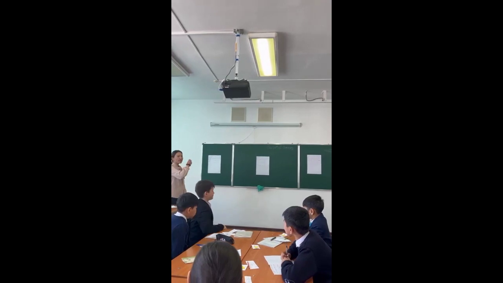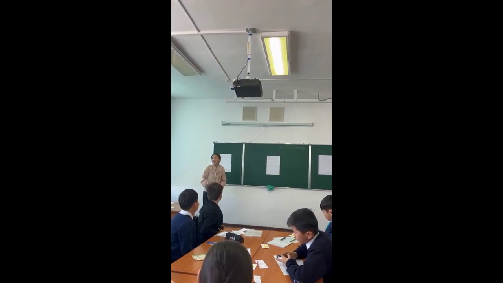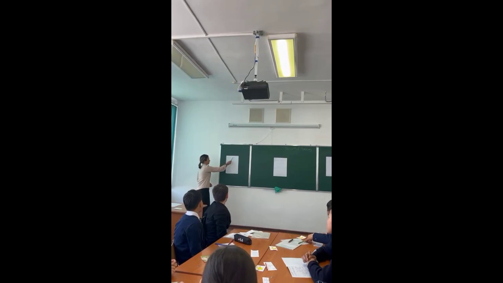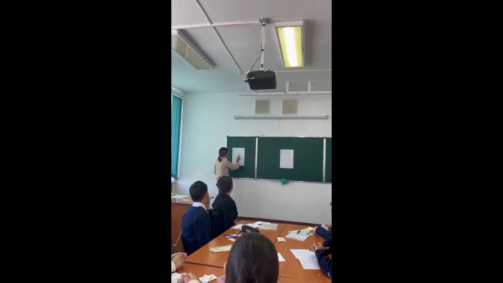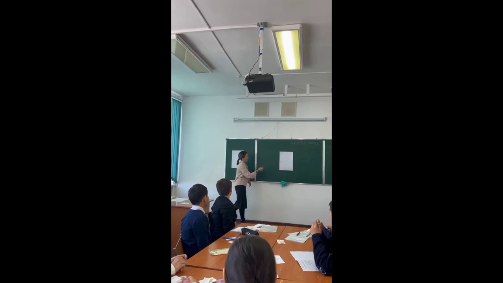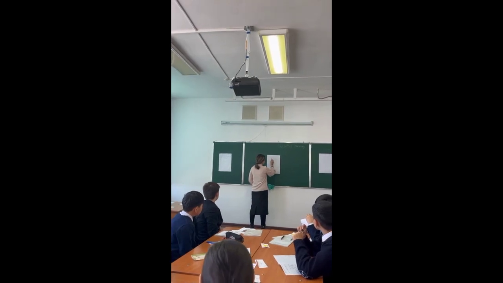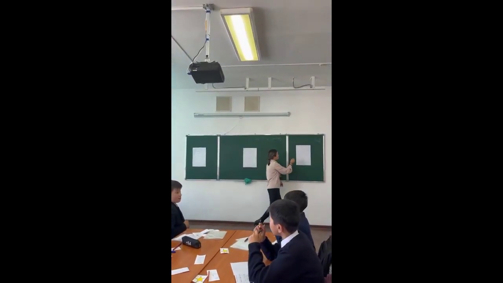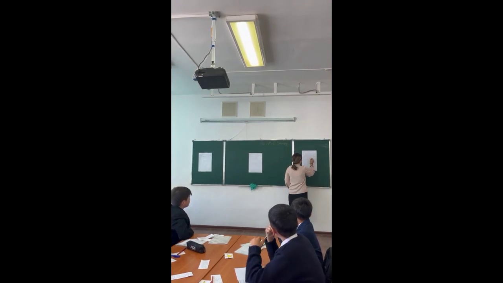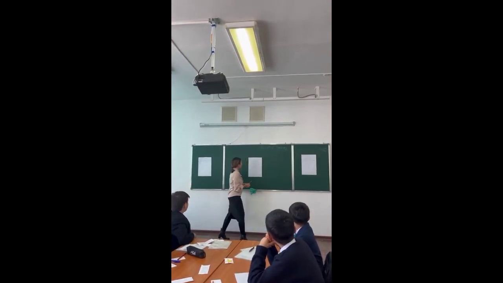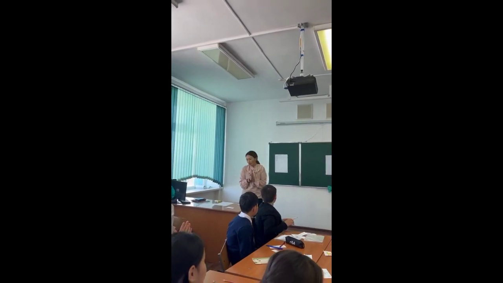Now I will count the sentences, and the group that has made the most sentences will be the winner, okay? 1, 2, 3, 4, 5, 6, 7, 8, 8 sentences. Next. 1, 2, 3, 4, 5, 6, 7 sentences. Now, 1, 2, 3, 4, 5, 5. Okay, now the first group are the winners. Okay, now clap for the winners.